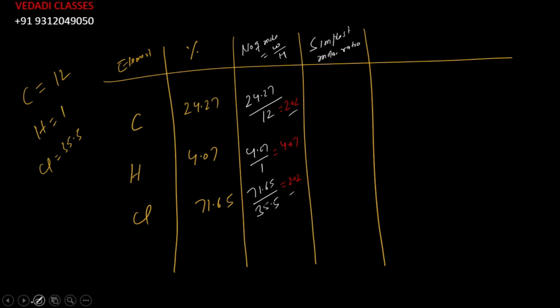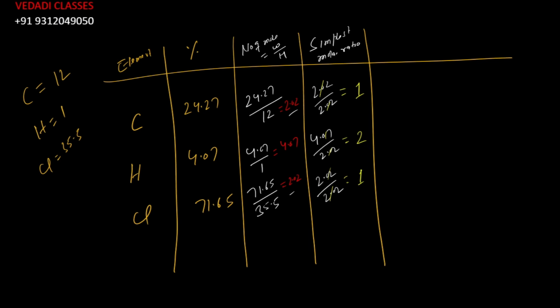So divide the values, the number of moles, by 2.02. In this case, 2.02 divided by 2.02, 4.07 divided by 2.02, and here 2.02 divided by 2.02. Now when you solve it, the 2.02 cancels and gives 1, and 4.07 divided by 2.02 is near about 2. So you got the simplest molar ratio.